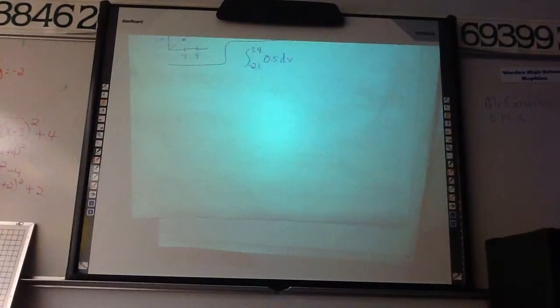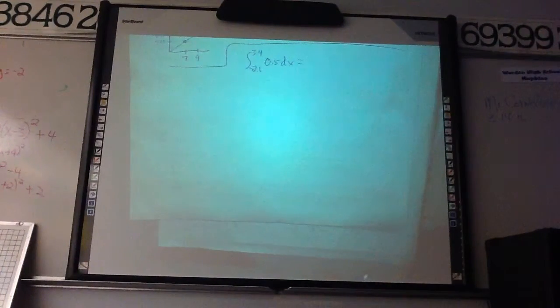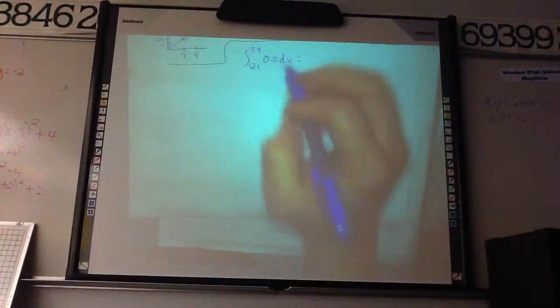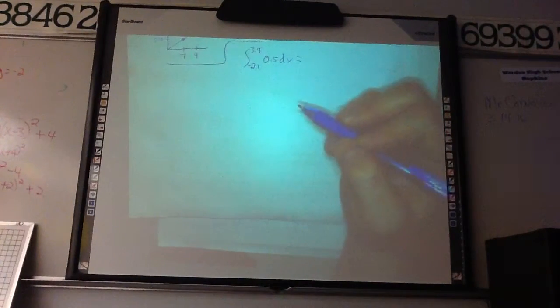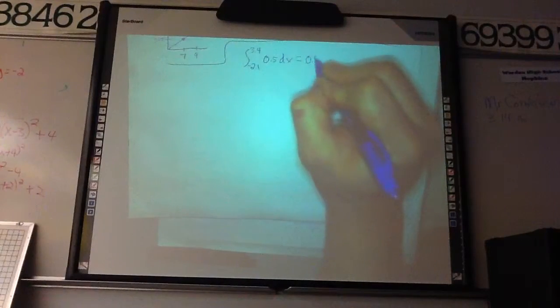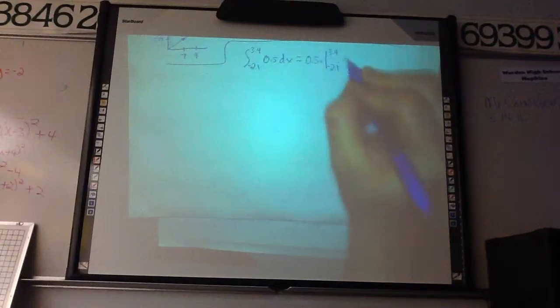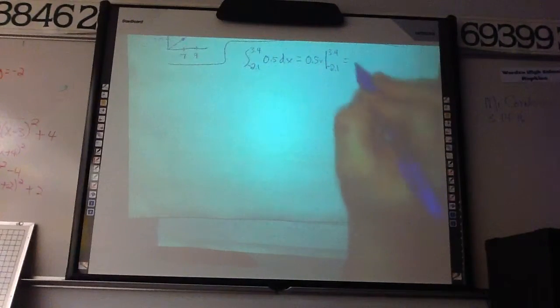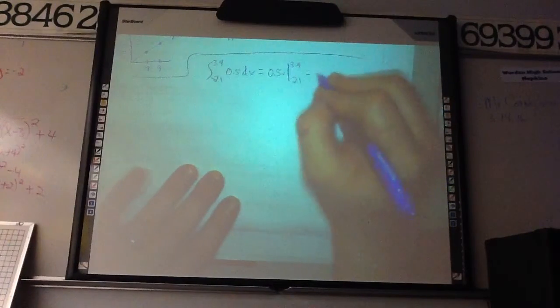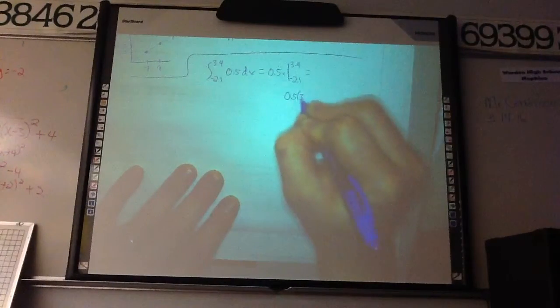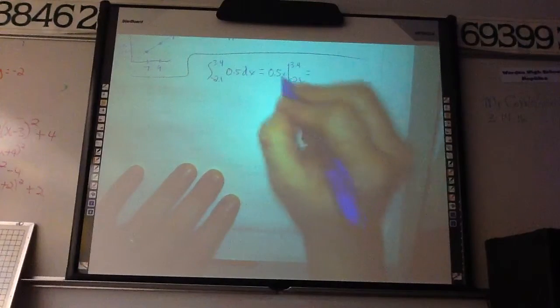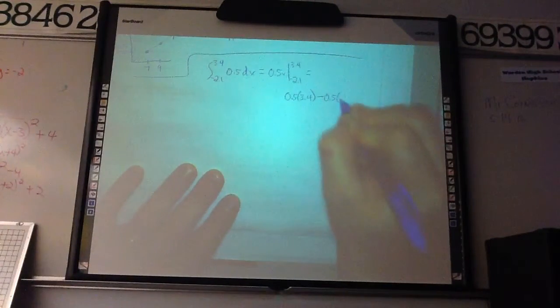So if this is a homework calculator problem, it'll say evaluate the integral. So it just means figure out what that equals. So what do you do? What's the antiderivative of 0.5? 0.5x, and then you're going to do it from negative 2.1 to 3.4. So you plug that in for x. So you'd have 0.5 times 3.4 minus, and then you plug that in for x, 0.5 times negative 2.1.